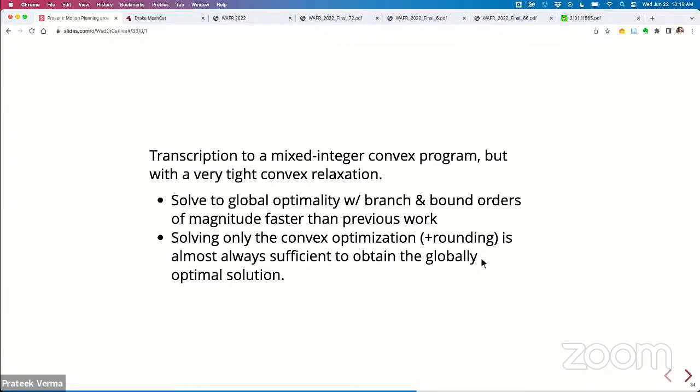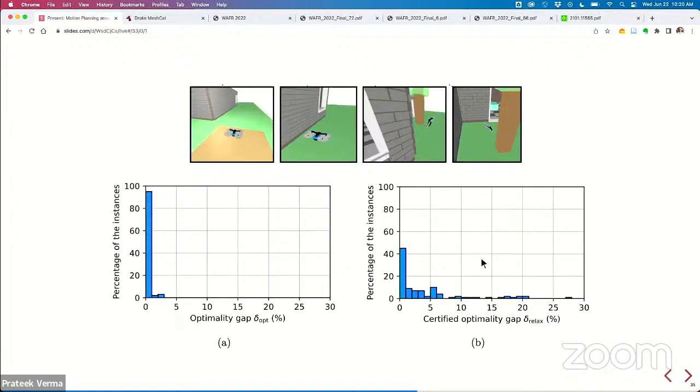We've got some rounding strategies that will take an approximate solution and make it very good, and this is almost always sufficient to obtain the globally optimal solution. Okay, now that is an empirical statement, that in many problem instances it's almost always good. So let me give you some empirical evidence for that, okay?